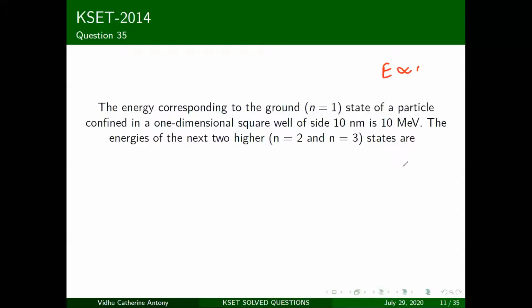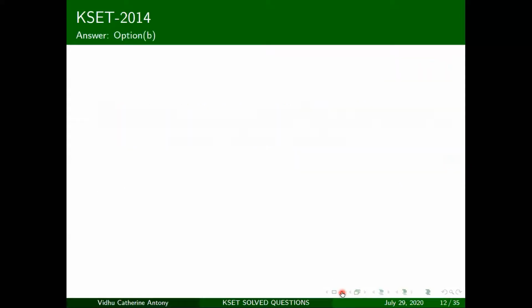So E sub n is equal to n squared times E naught. You can automatically just do n squared here. So 2 squared is 4, 3 squared is 9, and multiply it with this 10. You end up getting 40 MeV for your second state, and 90 MeV for your third state. So that's really simple to do. These are the options that you have. It's option B.